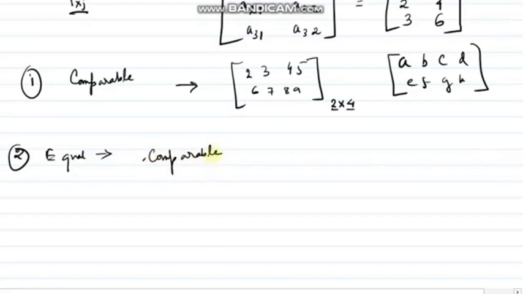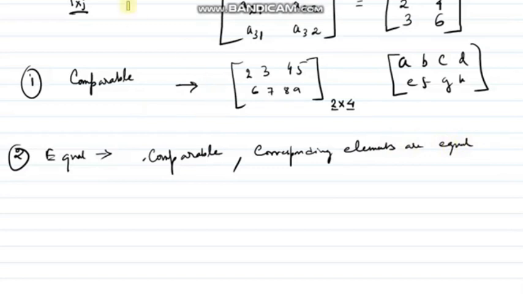After comparable matrices, if their corresponding elements are equal, then I can say the matrices are equal matrices. So from this example, if I make these equal matrices, can I write A equals 2, B equals 3 and C equals 4, and I can move on like this. So this is the concept of equal matrices.